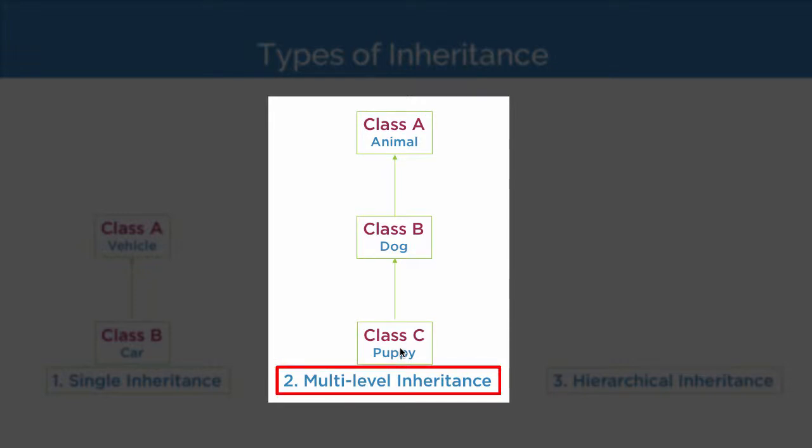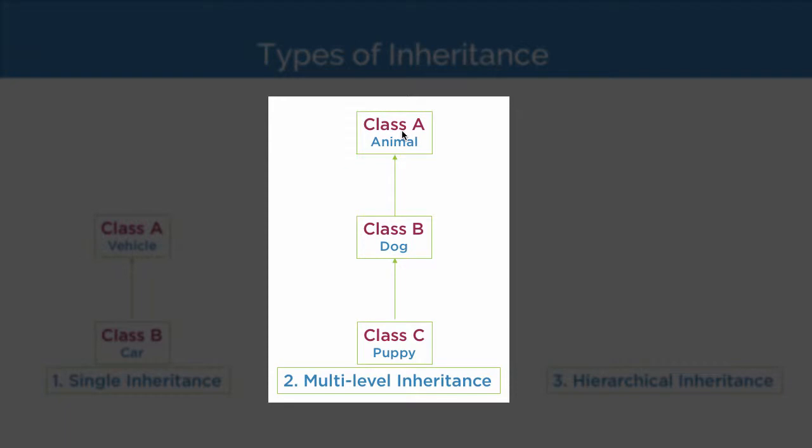Now here in this case, if you notice, class C gets all the properties of class A and class B all together. But here class B gets only the properties of class A. And this class A is present at the top, which is known as the superclass.